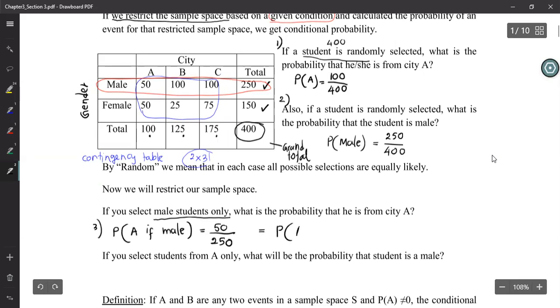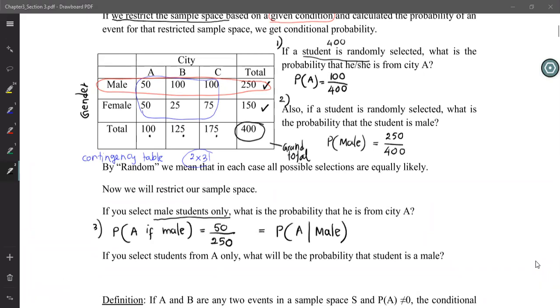Probability of A given that you select from males. Okay, so this is how you write the conditional probability. Yes, we got the answer from many others. Thank you. How do you read this? Probability of A given male. This is not the division. This is a straight line. Probability A given male. This is how you write this.